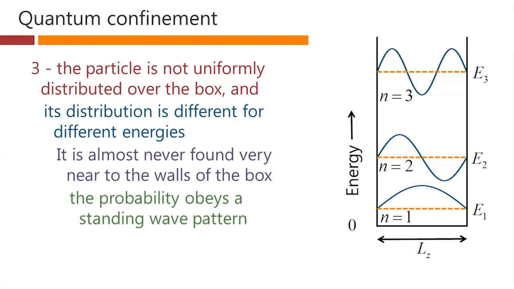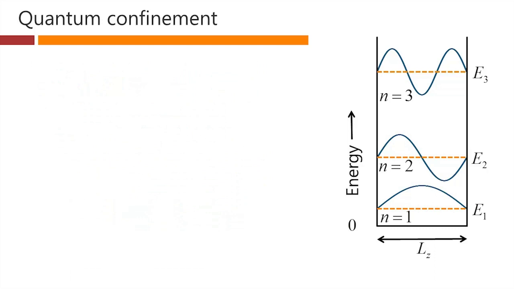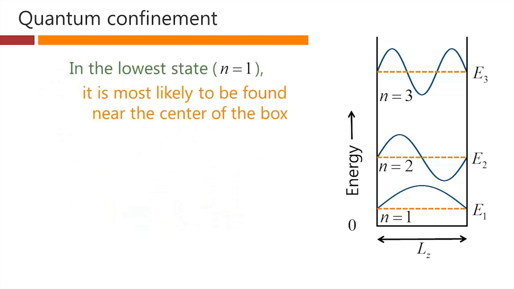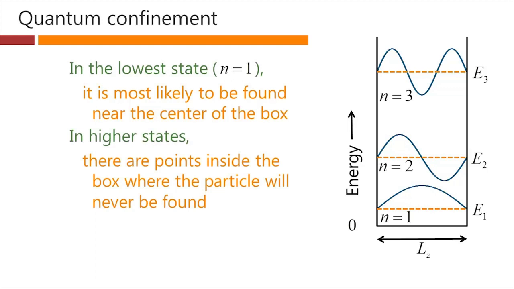And the probability here actually obeys a standing wave pattern. It's the square of these functions here. It's always positive, of course, the probability density. And that again is completely unlike anything we would have expected from classical physics. For example, in the lowest state, n=1, the particle is most likely to be found in the middle of the box. In higher states, there are points where we would never expect to find the particle. Strangely enough, in the second state, you will almost never find the particle near the middle of the box. This is, again, completely unlike anything we would expect classically.